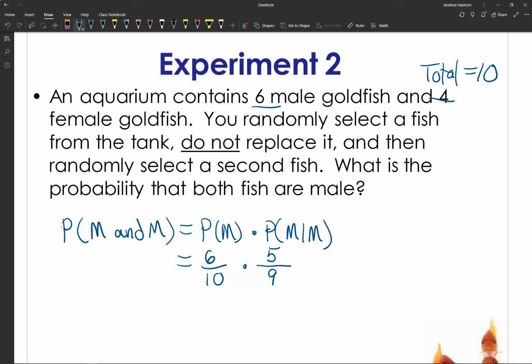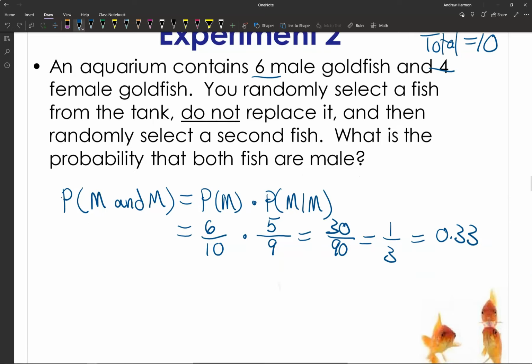From there we multiply that out, and we get 30 over 90, which simplifies to 1/3, which is approximately 0.33. So we'd have a 33% chance of getting a male fish, not putting it back, reaching back in the tank, and getting another male fish.